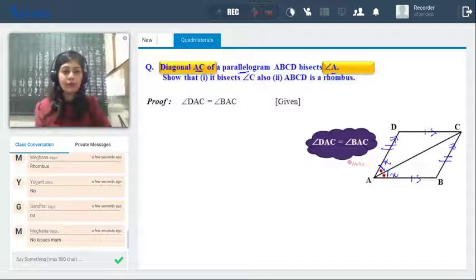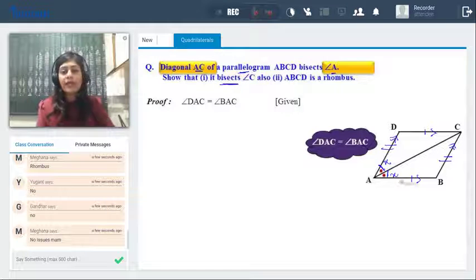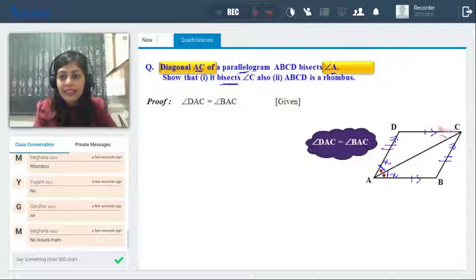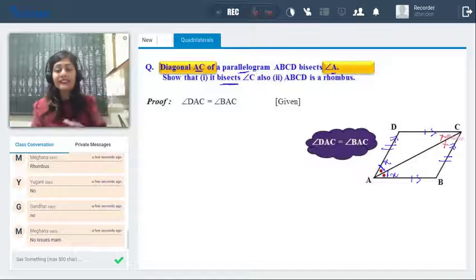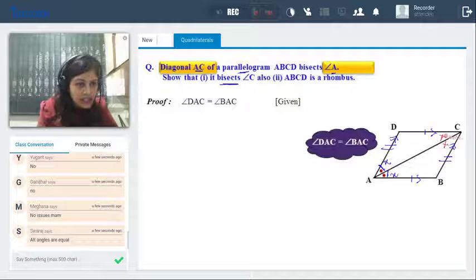Now let's move with the sum. What do they want? They want us to show that diagonal AC also bisects angle C. I'm going to mark that with a different color. What we need to show is that these two angles are equal. I have marked this with red.